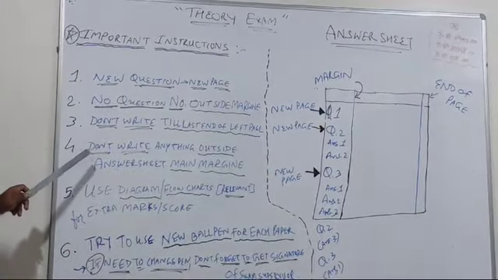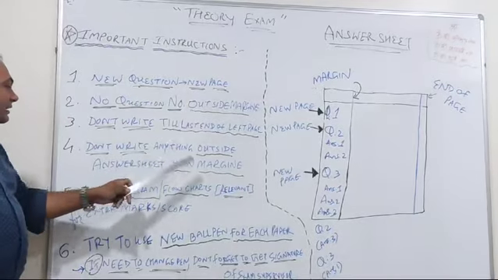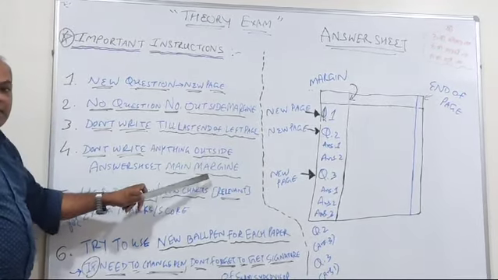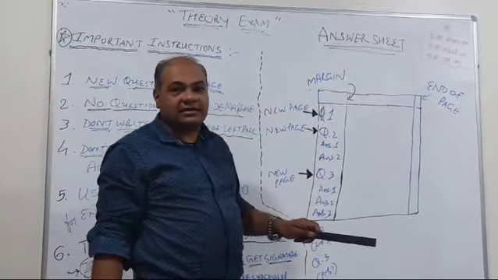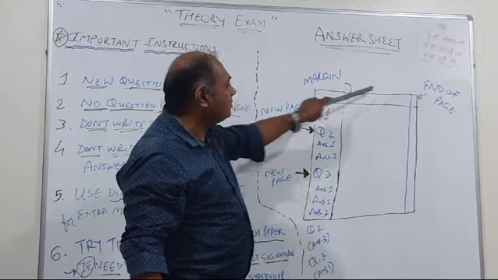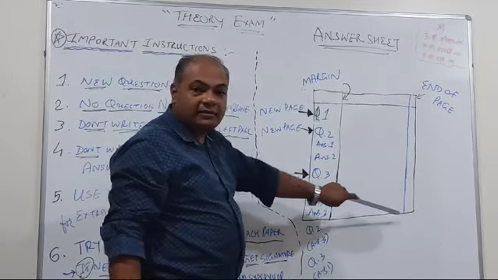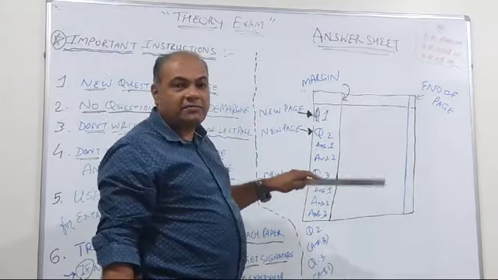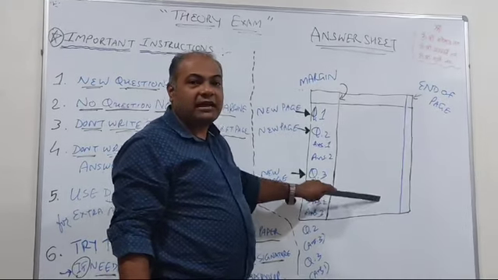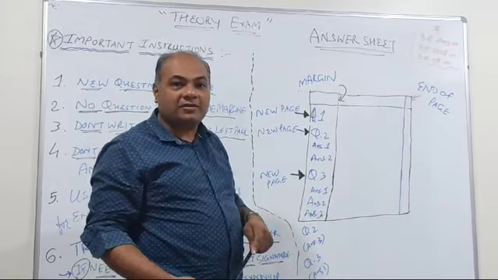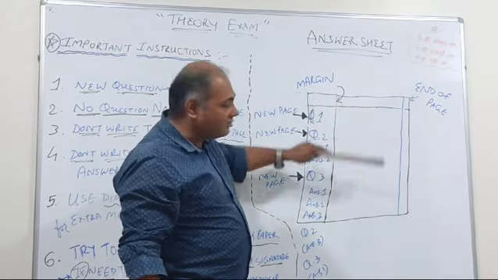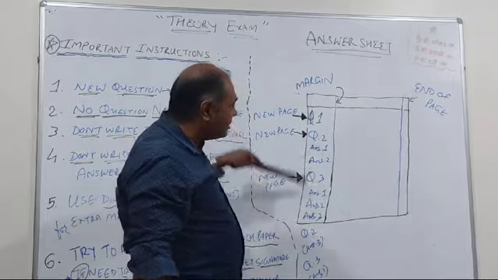Fourth point: don't write anything outside the answer sheet's main margin. This is about the main margin. Whatever answer sheet you get in your exam will have the main margin. The border of this page, the black border, is called the main margin. Some people have a habit of writing outside the margin also. That will give a wrong impression to the examiner, and you may lose marks. So don't write anything outside the margin, and don't write anything below the main page margin.